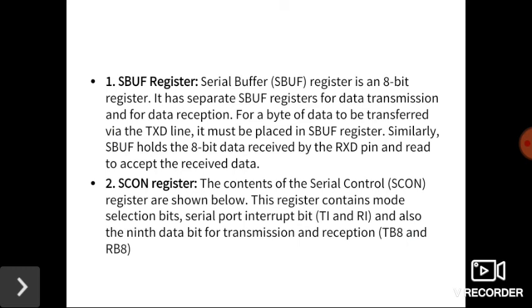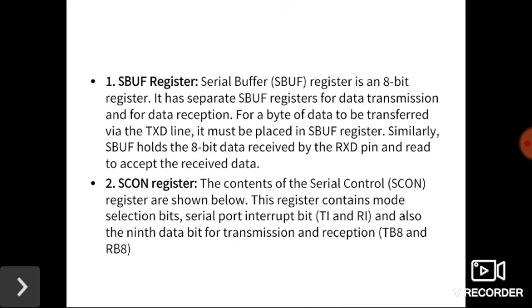The SBUF register, serial buffer, is an 8-bit register. It has a separate SBUF register for data transmission and for data reception. For a byte of data to be transferred via the transmit line, it must be placed in the SBUF register. Similarly, SBUF holds the 8-bit data received by the receive pin, and it is read to accept the received data. Then the second one is SCON, the serial port control register. The content of the serial control register is shown in the next slide.